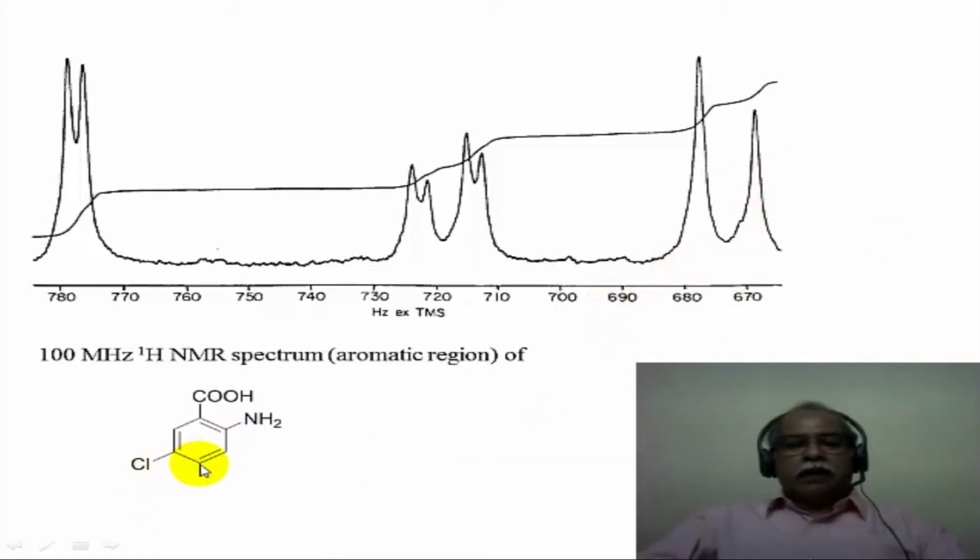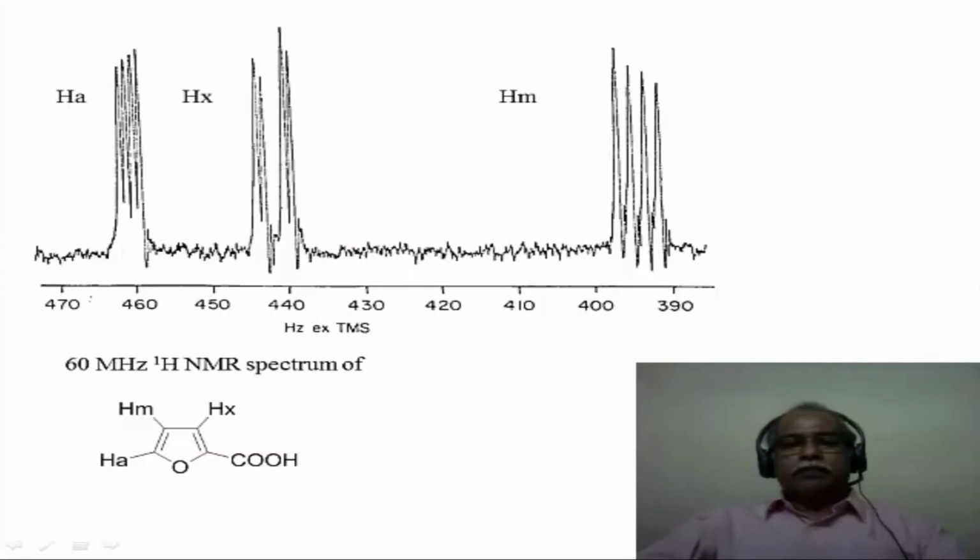Whereas the hydrogen which is para to the carboxylic acid functional group has both ortho as well as meta coupling, so that comes as a doublet of a doublet. This would also correspond to an AMX spectrum, except now between A and X there is no coupling because the para coupling is either very small or negligible, not seen in the spectrum.